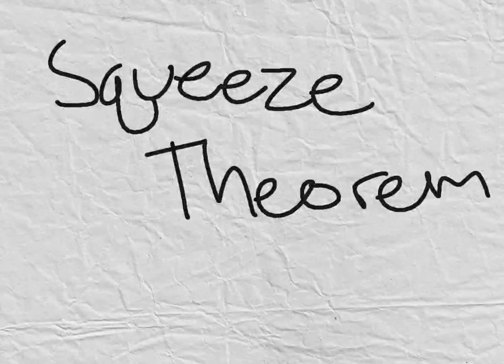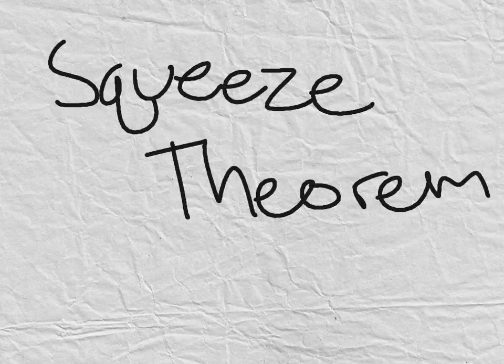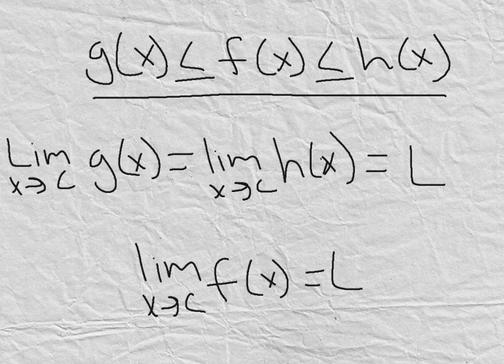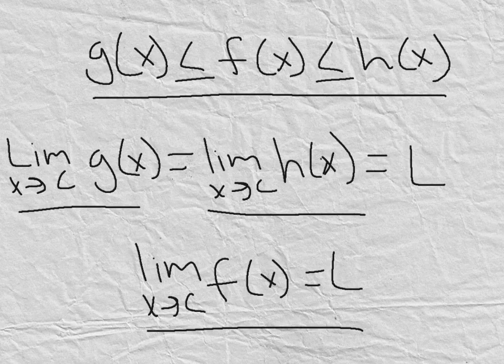Okay, so we're going to be using the squeeze theorem to evaluate a function. First, let's go over what the squeeze theorem is and what it says. The squeeze theorem holds that when you let f, g, and h be functions satisfying this inequality for all values of x in some open interval containing the number c, then if g and h have the same limit as x approaches c, then f also has this same limit, which is shown here. It's pretty easy to understand.